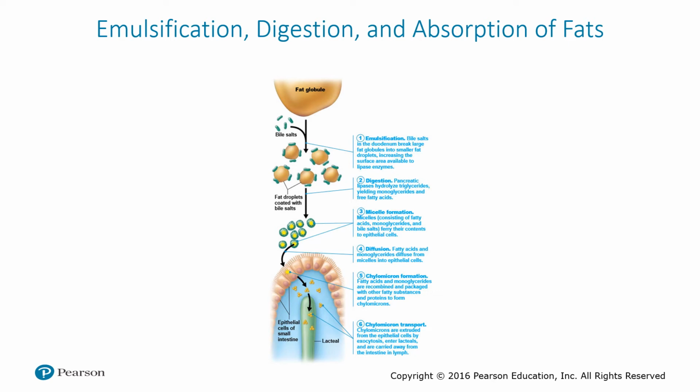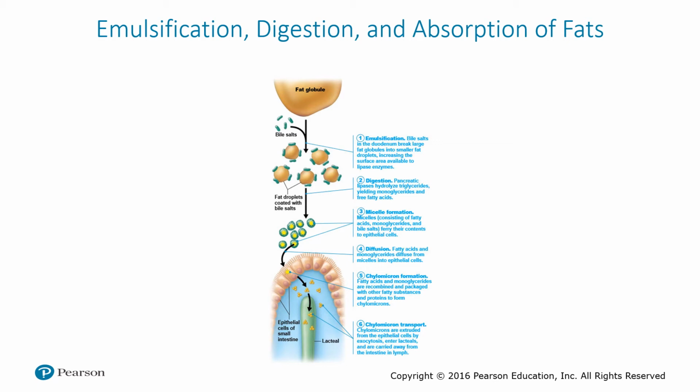And the fat globules are going to be broken down, and once they are broken down into a size that is satisfactory for the digestive process to occur, the pancreatic lipases will break down those products into a monoglyceride plus 2 free fatty acids. And then what happens is something known as micelle formation.